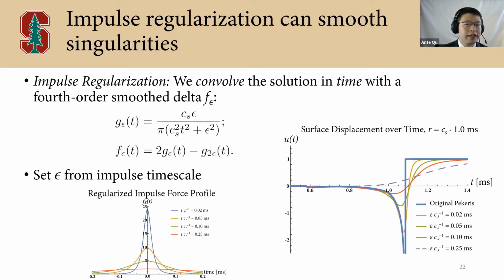Similarly, we can use the fact that impulses aren't instantaneous and regularize the Pekeris solution by convolving it with a smooth delta approximation of the impulse force profile. We use the 4th order function f, illustrated in this figure on the bottom. These are f's with different timescales. And this can be used to approximate the force profile. The corresponding smooth Pekeris responses are plotted in the non-blue lines on the right. Each of these uses a different impulse timescale. As you can see, there are no more sharp singularities.